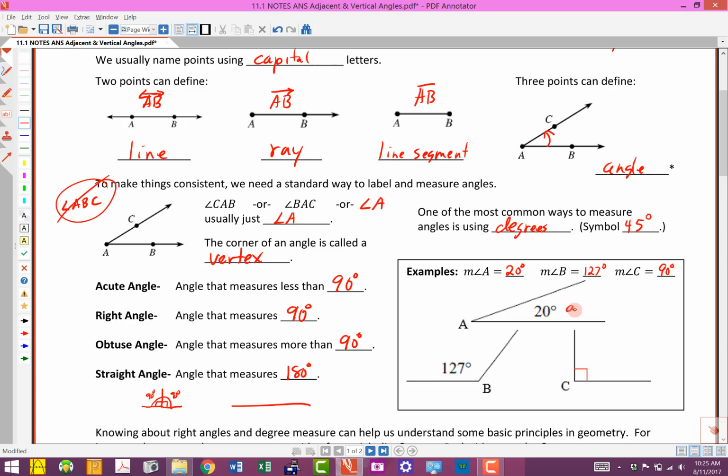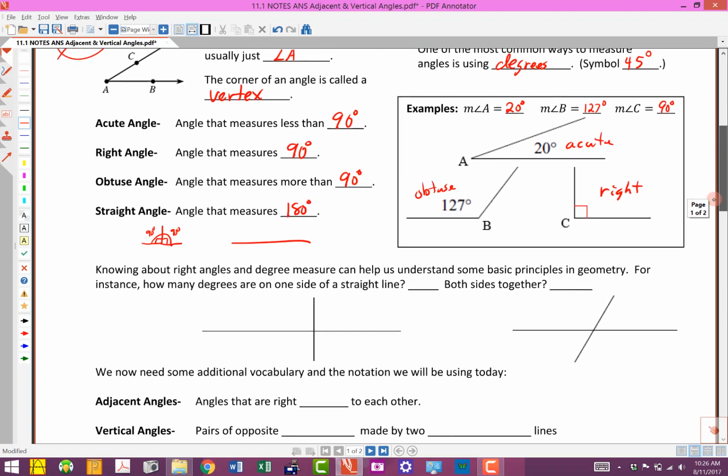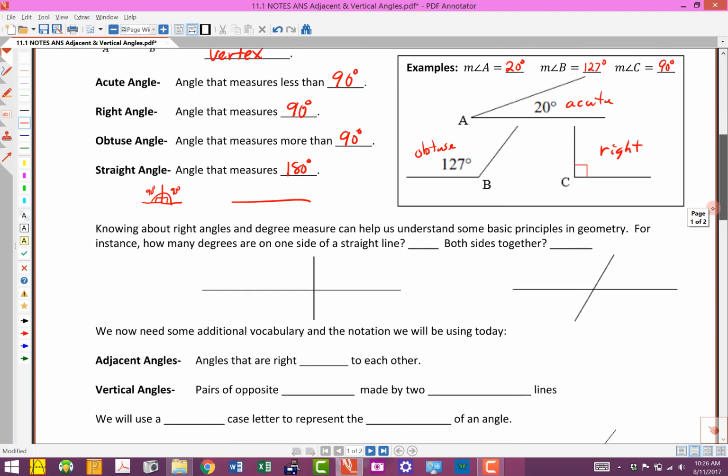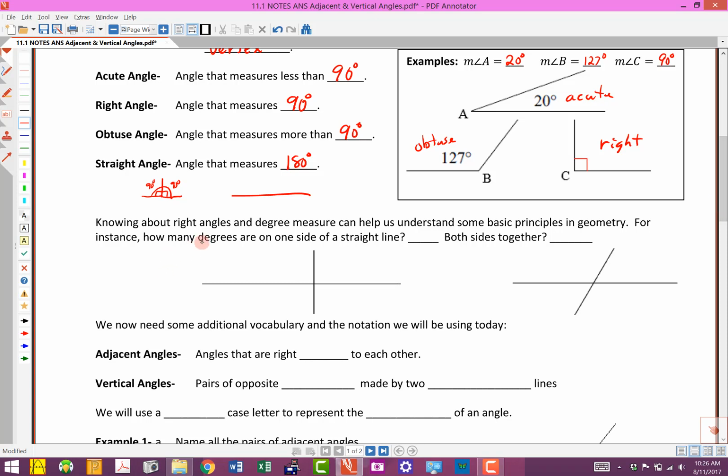I didn't ask you to do that, but this one is acute, this one is obtuse, and this one is a right angle. And again, that little symbol right there, even though we didn't have the number of degrees right there, that little mark of a square indicates that that's a right angle, so that's got to be 90 degrees there. Now, knowing about right angles and degree measure can help us understand some basic principles in geometry.